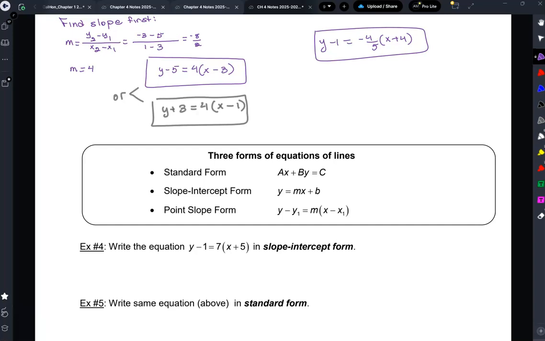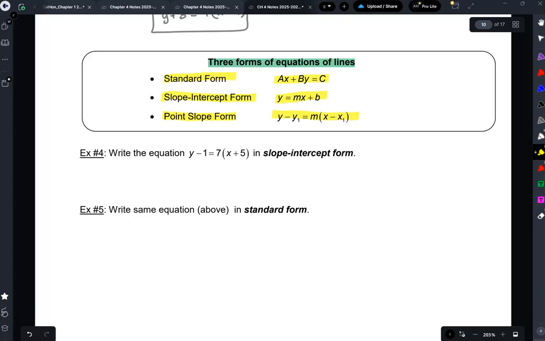Okay, so now there are actually not only 2, but 3 forms of the equation. This one we learned first. This one we learned today. There is also standard form. But you know what? We're going to skip it. We're not going to do the standard form. So we're just going to do slope intercept and point slope.